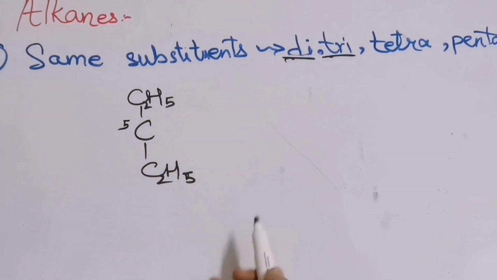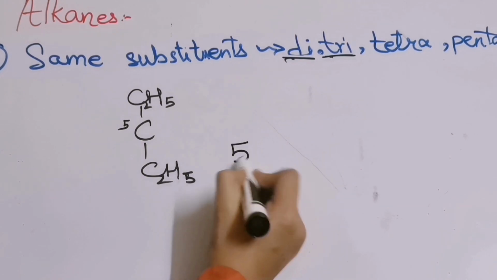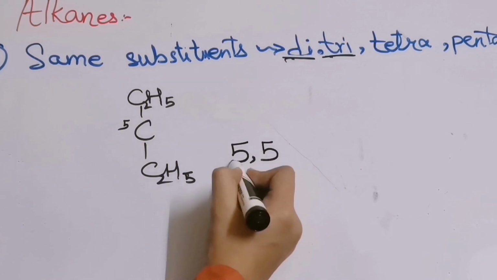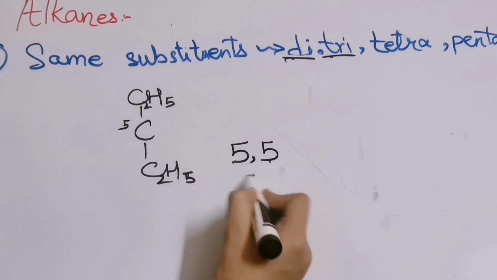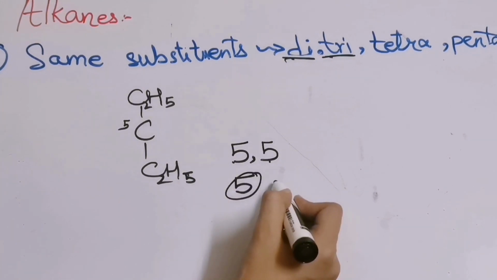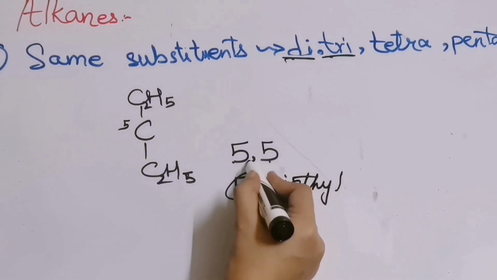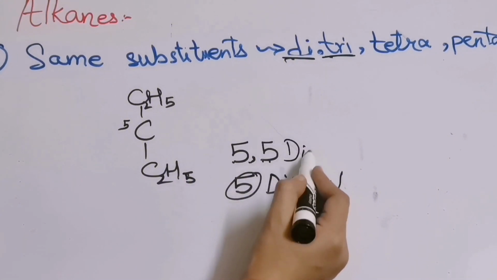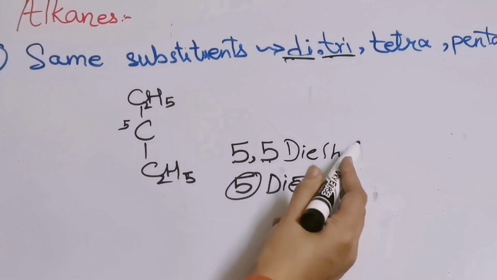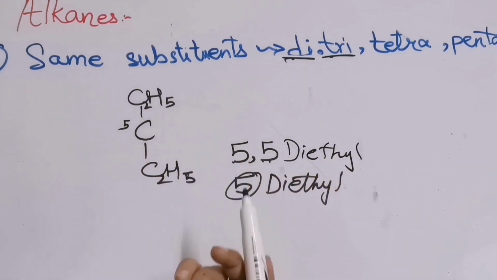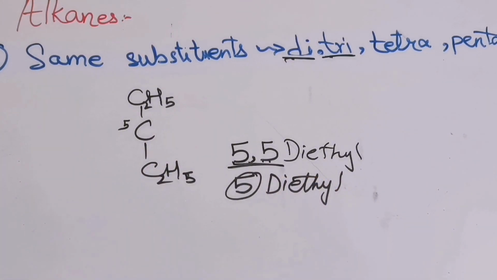So while writing the name we will write 5, 5. We will repeat the position, okay? We will not write 1, 5 and then diethyl. We will write 5, 5 diethyl, okay, if there are 2 ethyls present on the same position. Now let us go to the last rule.